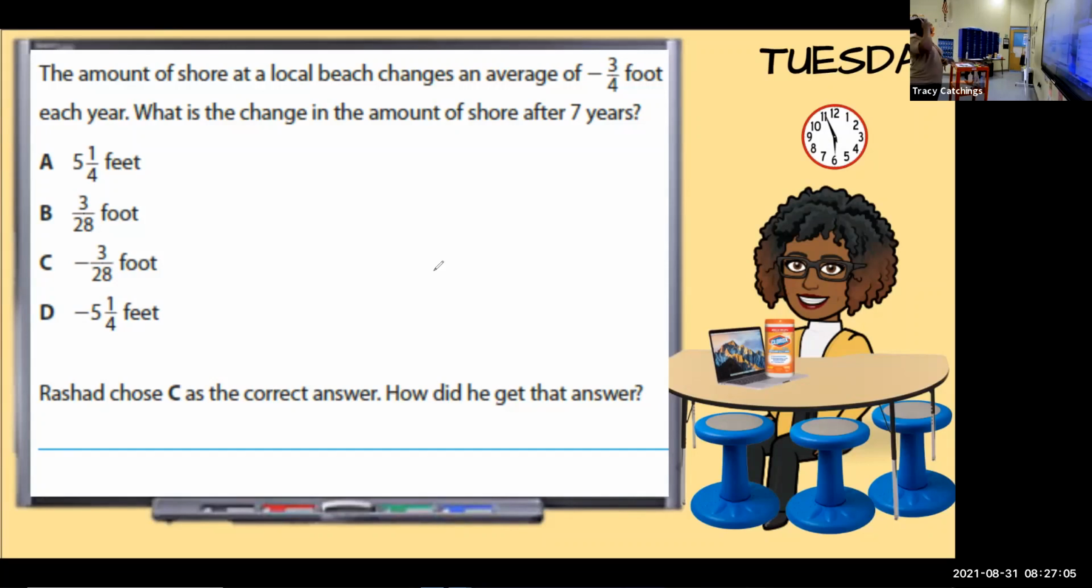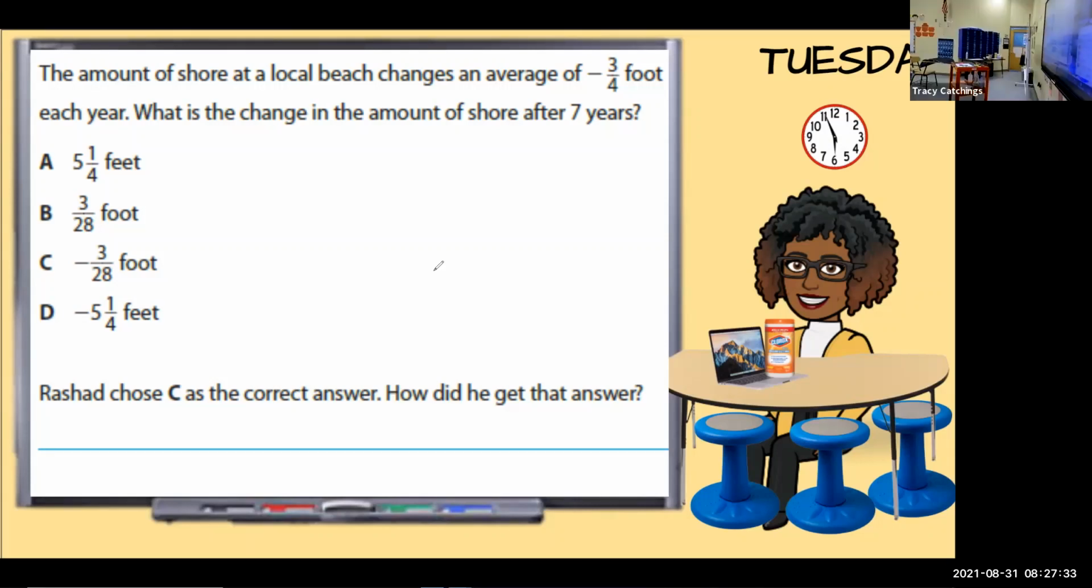All right, it reads, the amount of shore at a local beach changes an average of negative 3/4 foot each year. What is the change in the amount of shore after 7 years? What are we doing, Phil? Finding the average. How you doing that? Multiply. Then divide. No, add, then divide.